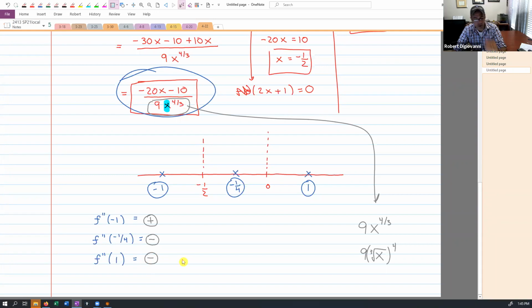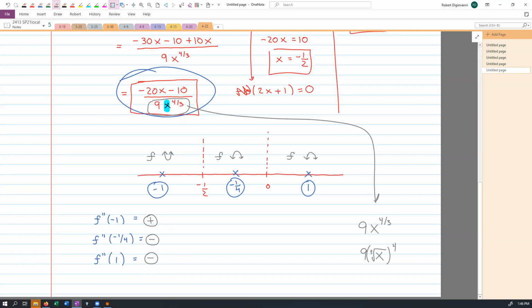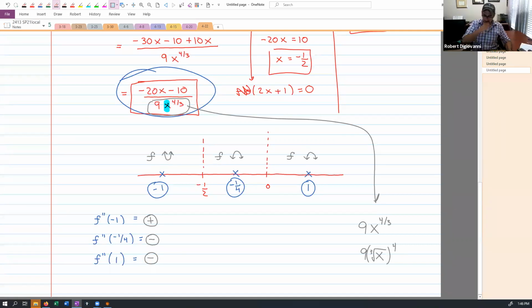All right, so here's what we know. Over here near -1, the original function must be concave up, smiling, because it's positive. And then the rest of the time, the function is not happy. So does that mean there's not an inflection point at 0? That is correct. We do not have an inflection point at 0. Okay.